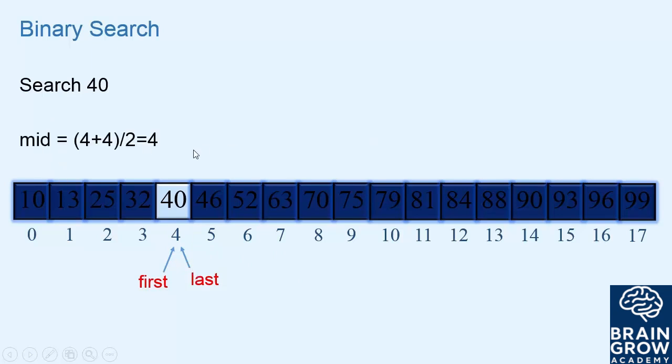Again we'll calculate mid. Mid comes out to be 4. We compare this search value with this middle element. Now we have found the search value, so the search is successful.